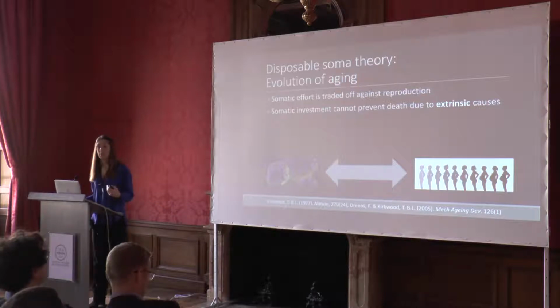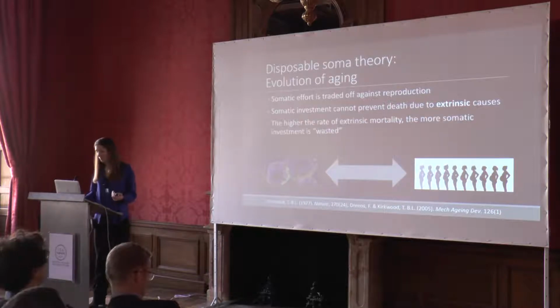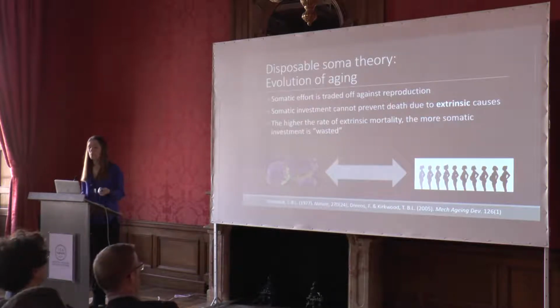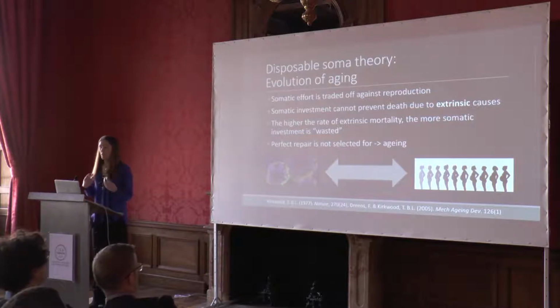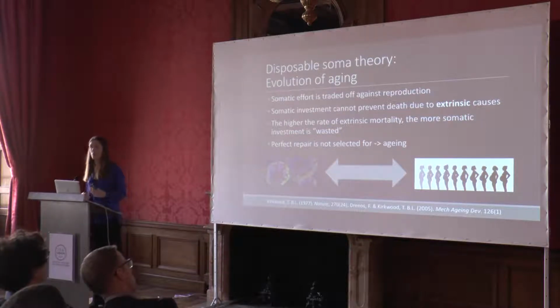If there's any risk of death due to, let's say, natural disaster or predation, that is something that physical somatic repair cannot prevent. Therefore, if there is a high rate of extrinsic mortality risk, somatic investment is wasted because it could be spent on reproduction. Thus, we find that perfect repair should not be selected for, evolutionarily speaking, and aging should evolve.